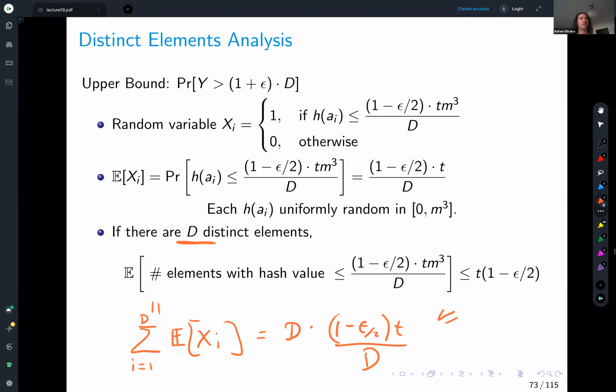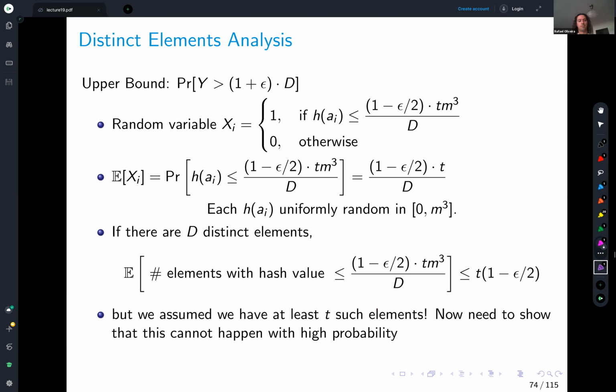Does that make sense? If we have d distinct elements, this is the expected number of elements with this hash value, right? So the nice thing about this is that it is independent of d and n, right? Which are the parameters that we cannot control. Does that make sense? So, okay, that's great. Now, if we have this upper bound of the expectation, what can we do?